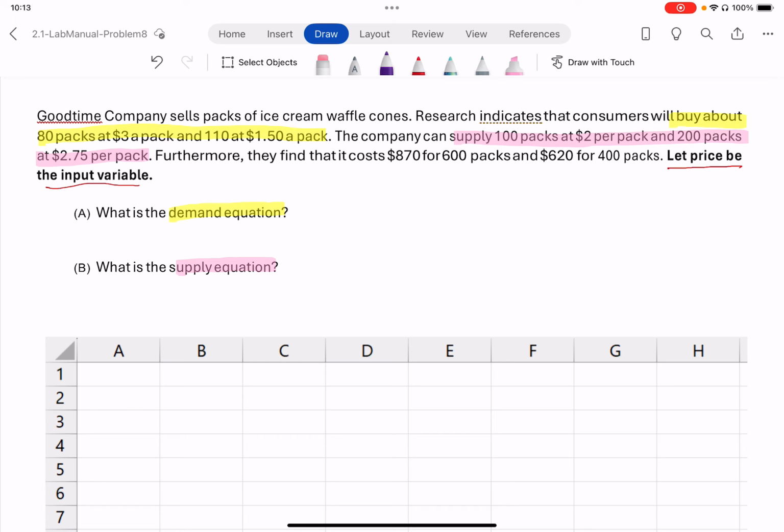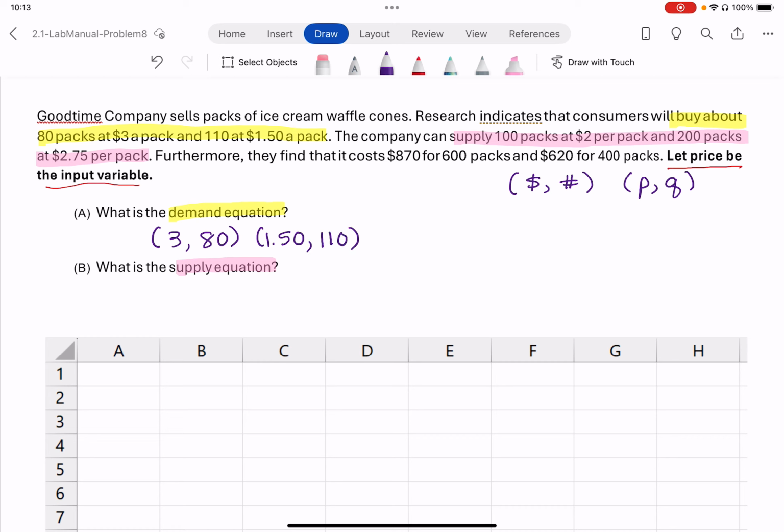So what we're going to follow here is setting up our points with the price as the input and the number of packs will be our output. So you can really think about it as like P comma Q, P for price, Q for quantity. So our demand, based off of what we have there, we have to set up as 3 comma 80, using the $3 a pack for 80 packs, and the 1.50 for 110.